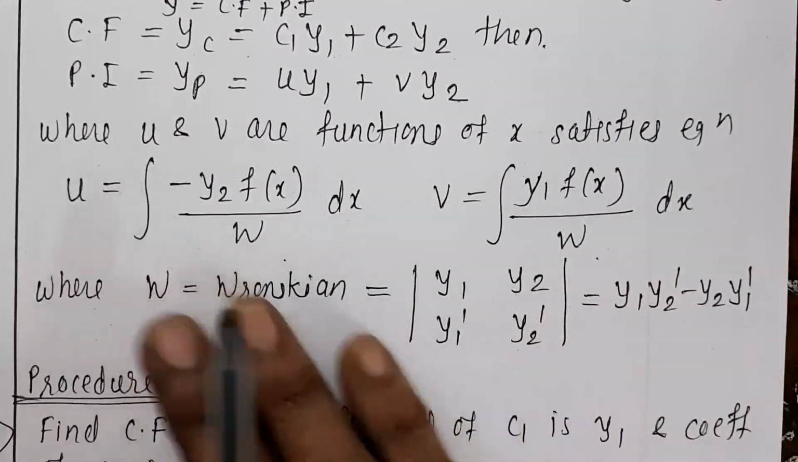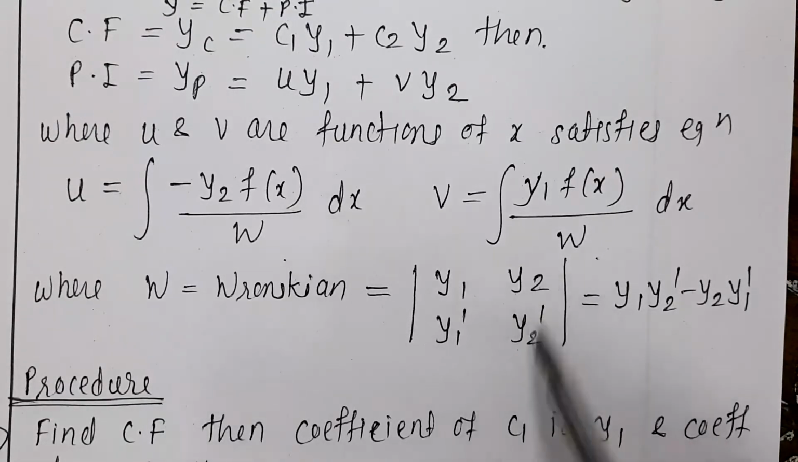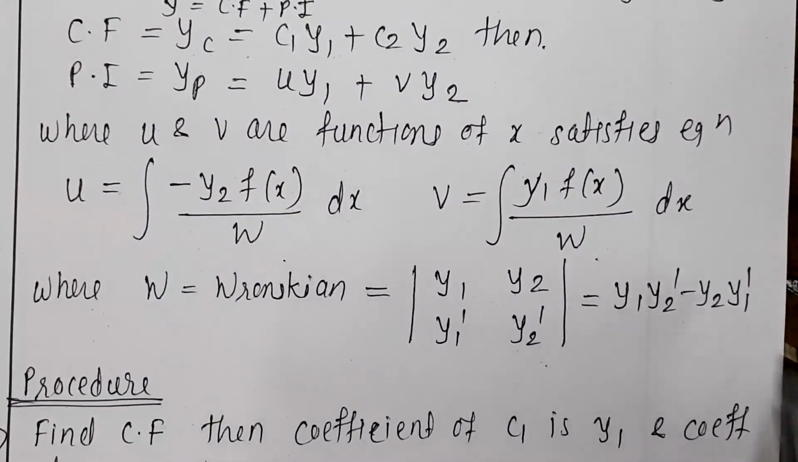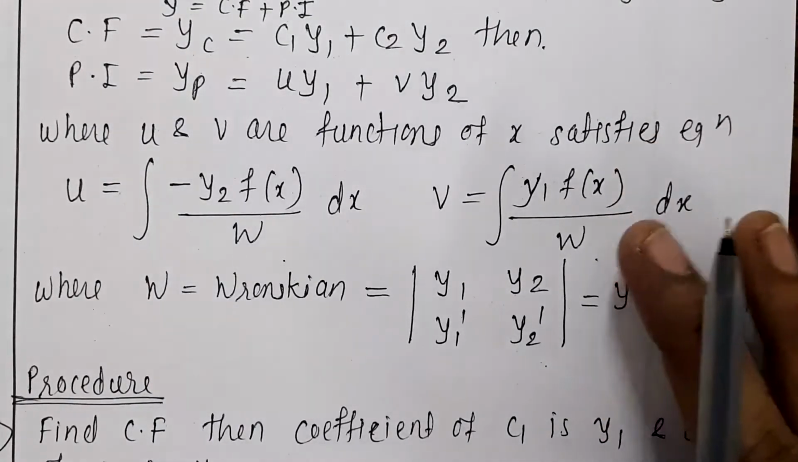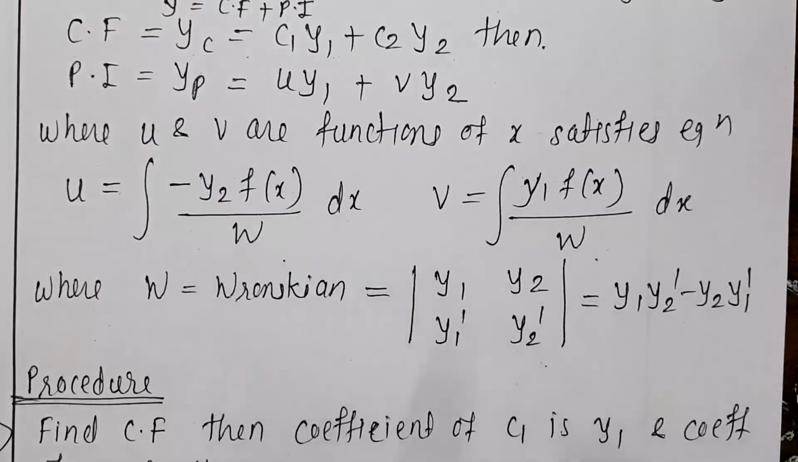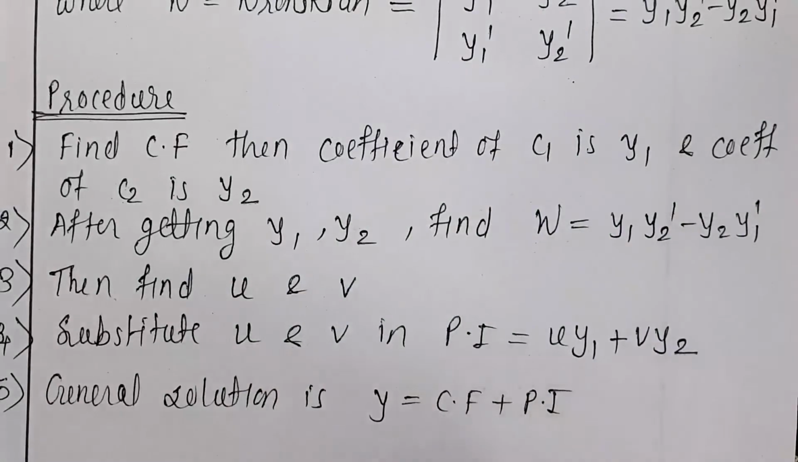Now what is w? W is nothing but the Wronskian, and the Wronskian is found by using the determinant y1, y2, y1 dash, y2 dash. So the determinant of this 2 cross 2 is y1 into y2 dash minus y2 into y1 dash. So this is the procedure of the method of variation of parameter. Now how to go by using step by step calculation.